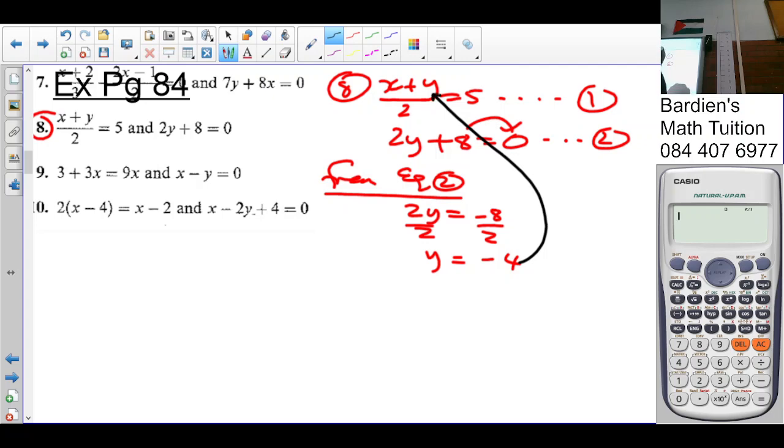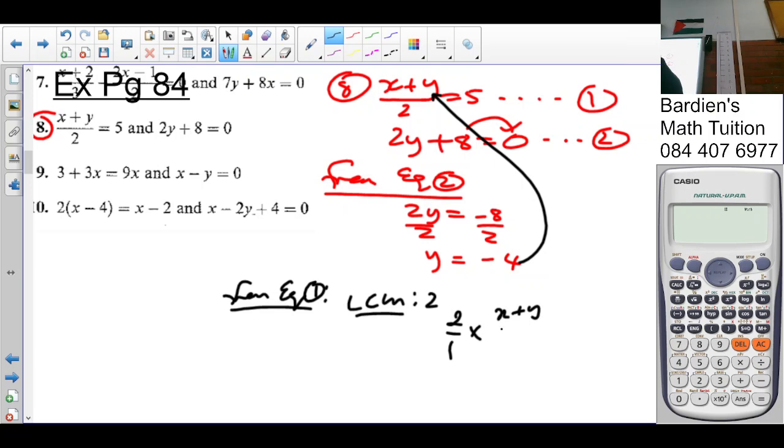You mustn't say, you must write. What did you write? X, yes? LCM. Okay, so you went with LCM of 2. LCM of 2 is? This is from equation 1. So what did you write? 2 over 1 times by x plus y over 2 is equal to 2 over 1 times by 5 over 1. Carry on.